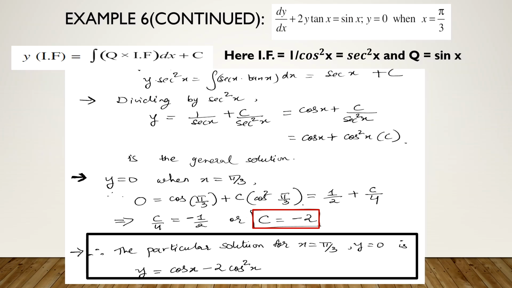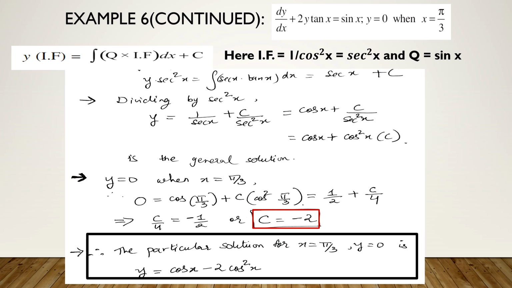Now next step, y into sec square x, means y into integrating factor, is equal to integral of q into integrating factor. q is sin x into 1 upon cos square. You can write that as sec x tan x, and integral of sec x tan x is sec x. And after that you divide by sec square x. So what is your general solution? y is equal to 1 upon sec x plus c upon sec square x. Or when you simplify it, you can write it as cos x plus cos square x into c.